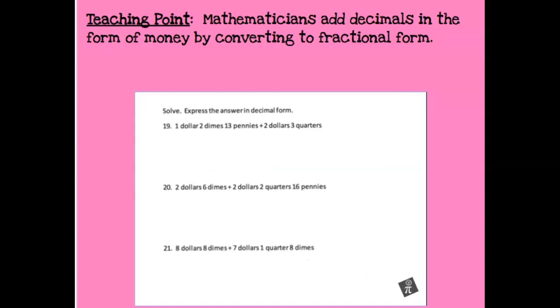Last slide is, again, we're going to allow our students to choose how they organize their thinking here. We've got $1 plus 2 dimes plus 13 pennies plus $2 plus 3/4. So we've got a lot of work here, right? And what we can do is we could use the commutative property if we want. We could say, hey, we've got $1 plus $2, so that's $3. And then let's see, we have 2 dimes. We don't have any other dimes, so we could just leave that alone. So plus 2 dimes. Plus, let's see, do we have any?